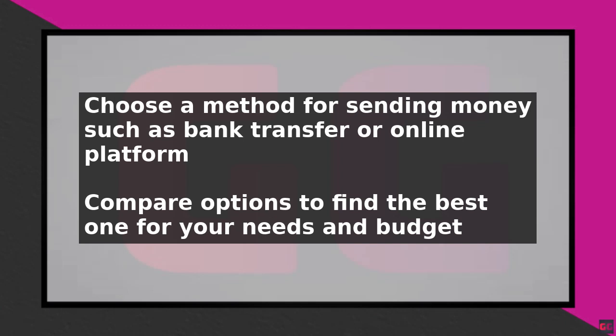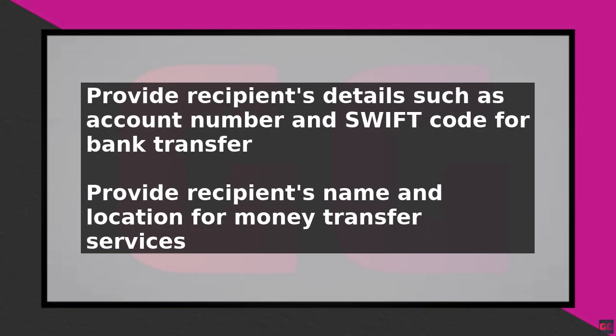For a money transfer service, you will need to provide the recipient's name and location, as well as the amount you want to send. The service will then provide you with a reference number that the recipient can use to pick up the money. Online payment platforms typically require you to create an account and link a funding source, such as a bank account or credit card. You can then enter the recipient's email address or phone number and the amount you want to send.